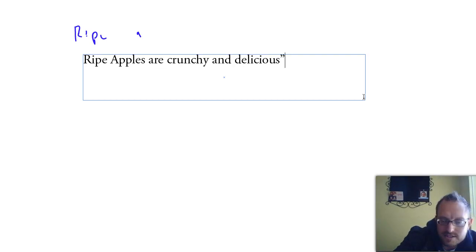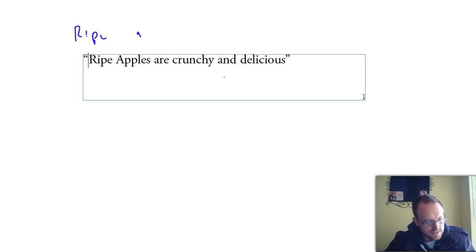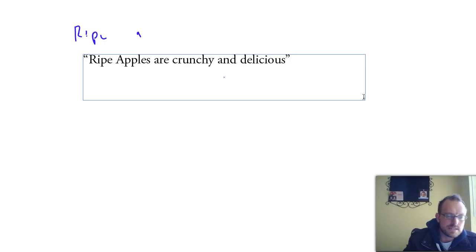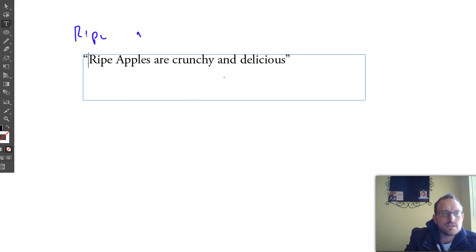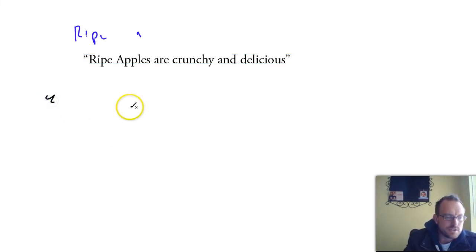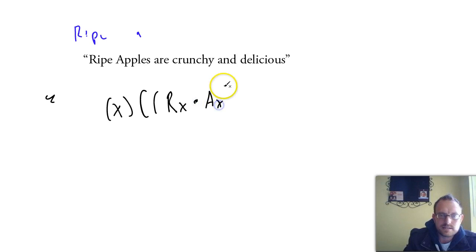Right, what about this statement here? Ripe apples are crunchy and delicious. How should I symbolize this? Well, here's how we're going to symbolize it. This is going to be a bit complicated, but hopefully you'll get it. It's going to look like this: for all X, and let me write this out and I'll explain it, that's a bracket, Rx and Ax, then Cx and Dx.